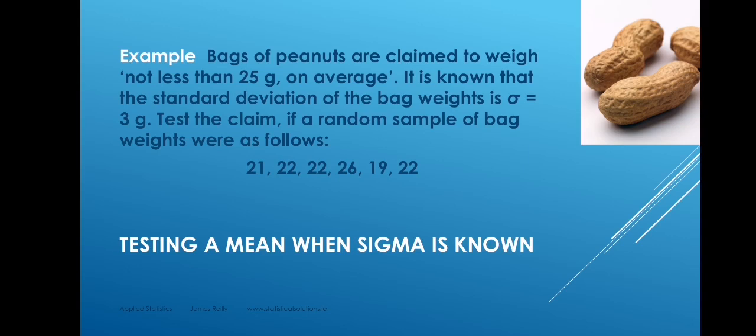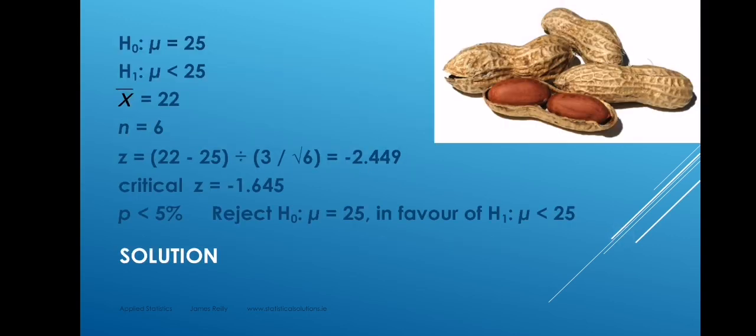So here's an example that uses that formula. We have bags of peanuts that are claimed to weigh not less than 25 grams on average. So there we have a hypothesized population mean mu, which is 25. We know in this case that the standard deviation of the bag weights, sigma, is 3 grams. And we want to test that claim, and so we take a random sample of bag weights which are displayed here. So we will use that sample to calculate the sample mean. We won't calculate the sample standard deviation because we have something better. We know the population standard deviation. So from the sample we will take the sample size, which is 6, and the sample mean, which is x bar, and substitute those values into our Z formula.